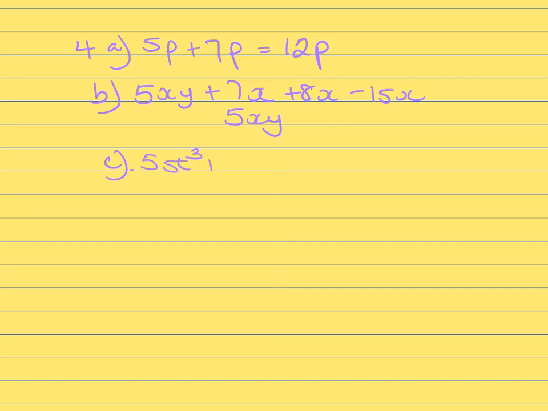5st cubed plus 4s squared plus 7st cubed minus 3st cubed minus 2st cubed. So we cannot add this to the rest of them, but we can add these together, which gives us 12. Take away 3 gives us 9, and 9 take away 2 gives us 7. So we get 7st cubed plus 4s squared.